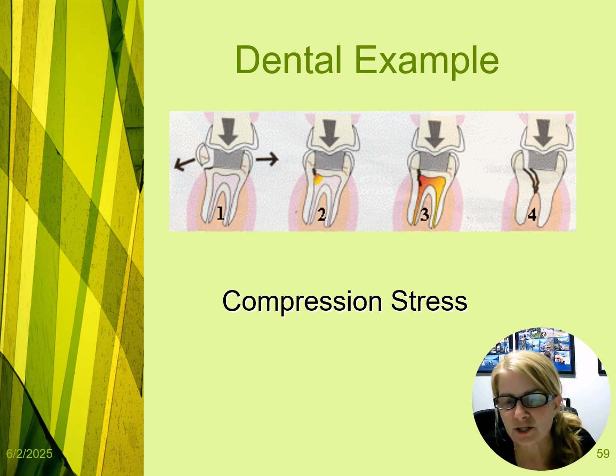Here's a picture of compression stress with the cusp of the opposing tooth hitting right onto the lower tooth on a big filling, and it may be breaking a piece of the tooth off. In number 2, it's cracking and irritating the pulp, going into the pulp and causing pulpitis, probably irreversible pulpitis in picture 3 versus maybe reversible pulpitis in picture 2. And in number 4, it's showing that compression stress going all the way through and fracturing the tooth.